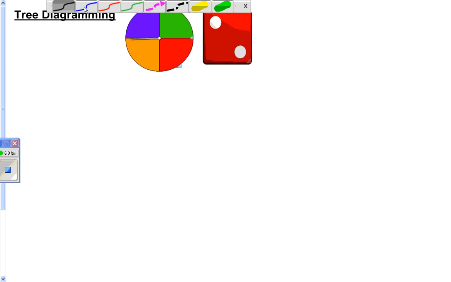Okay, a little help here on tree diagramming and probability models. So what I have here is a spinner and a die, and what I'm going to do is play a little game. I am going to spin a spinner and see what I get here. I get green, and I'm going to roll the die. I roll the die, and I get 1. I got a green and 1. The question is, how many different things can happen there when I play that little game?